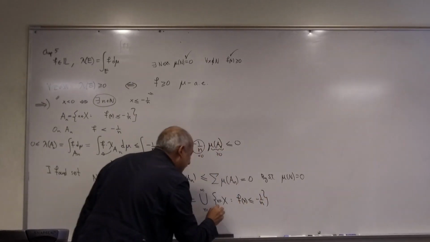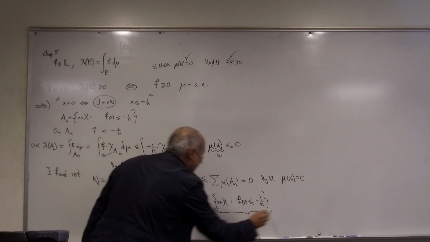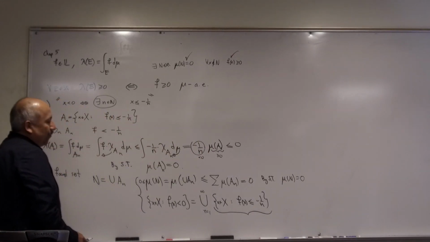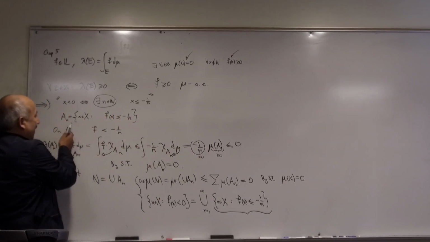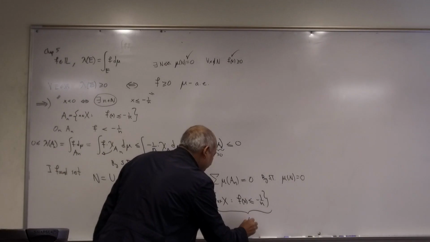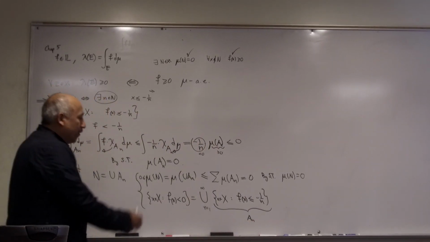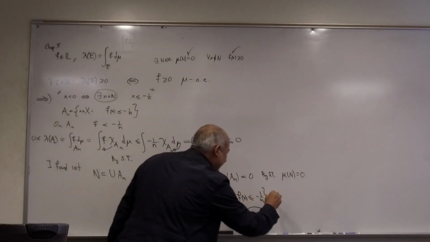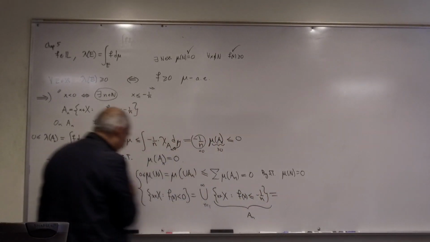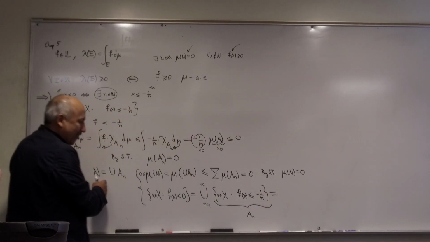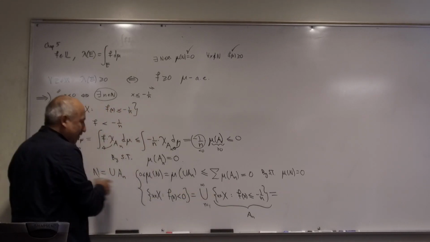Now, who the heck is this set? What's the name of that set? A_n. And who the heck is the union of A_n? What is the union of A_n? N, right? The union of A_n is capital N.